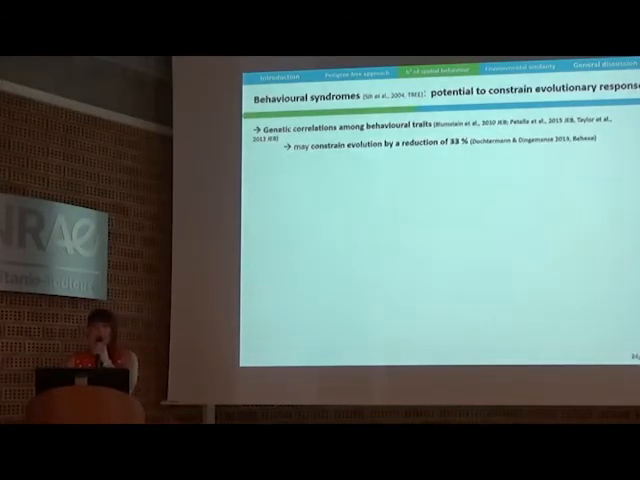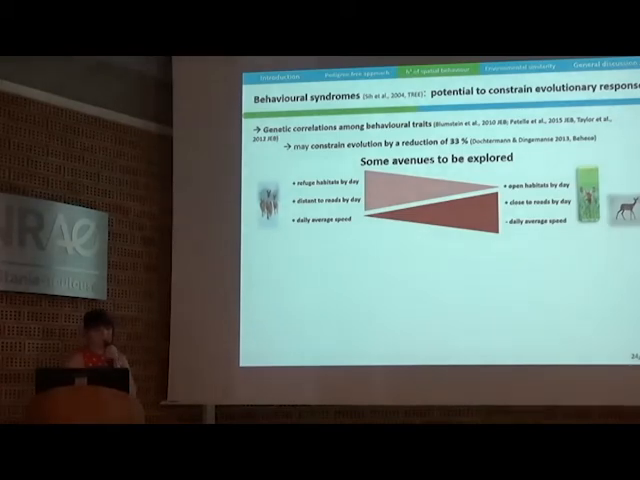So it might be a particularly important problem because we know that behaviors can be correlated and form what have been called behavioral syndromes. Furthermore, in the literature, it has been shown that behavioral syndromes are underlined by genetic correlation and also might constrain the response to selection by a reduction of 33%, 100% being the response when there is no correlation among traits. So we wanted to investigate if we could have this problem in this population. And we did find a behavioral syndrome, with individuals that are more in open habitat also being close to road, but having a lower daily average speed.